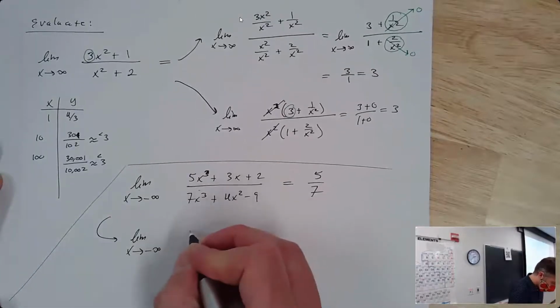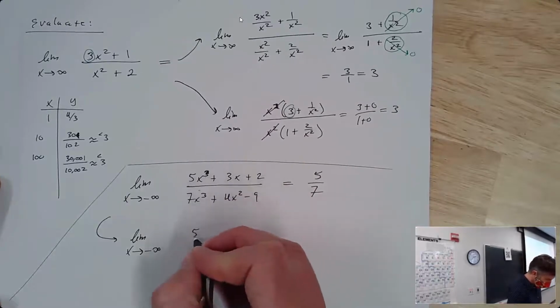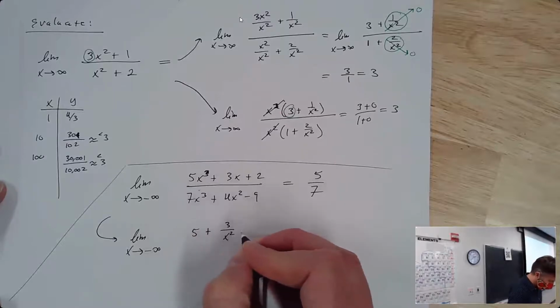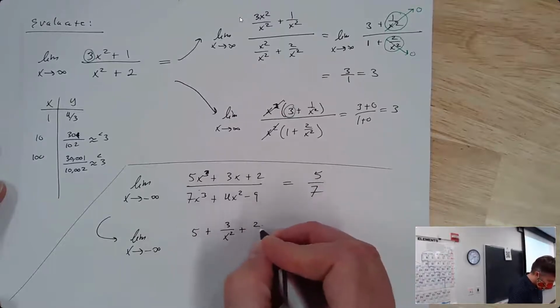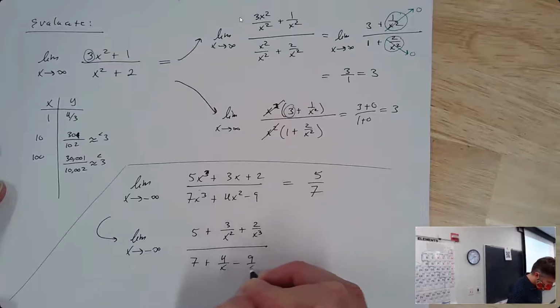So I'm going to do the work quickly here. 5x cubed over x cubed is 5. 3x divided by x cubed is 3 divided by x squared. 2 over x cubed. And in the denominator, I get 7. I get 4 over x. I get 9 over x squared.